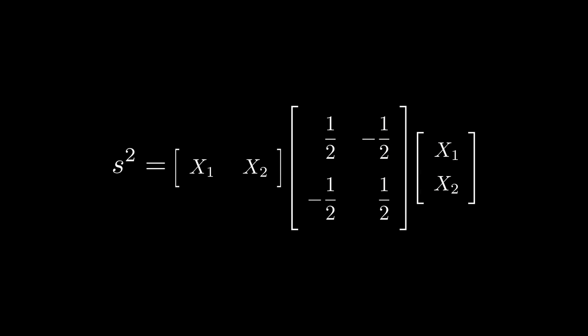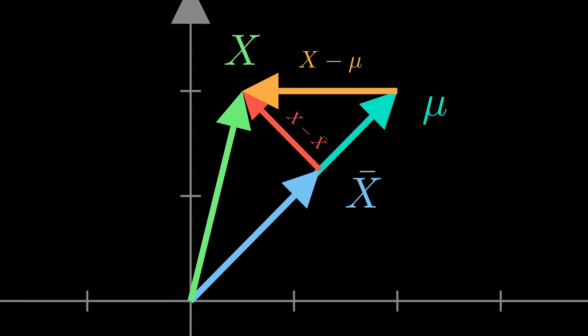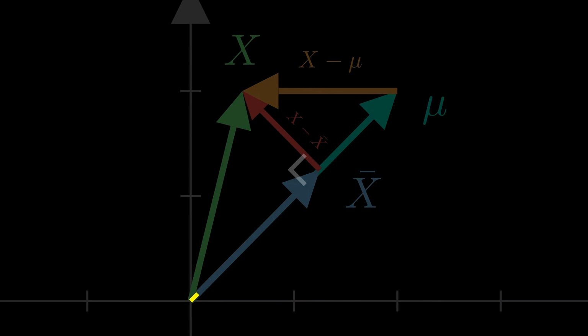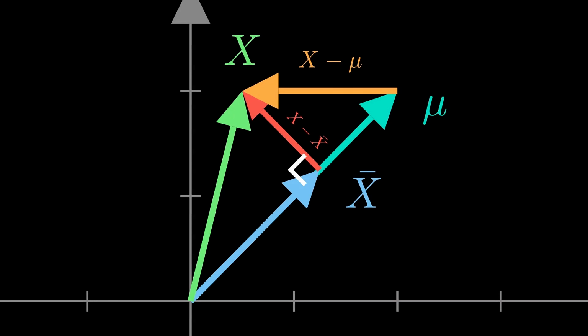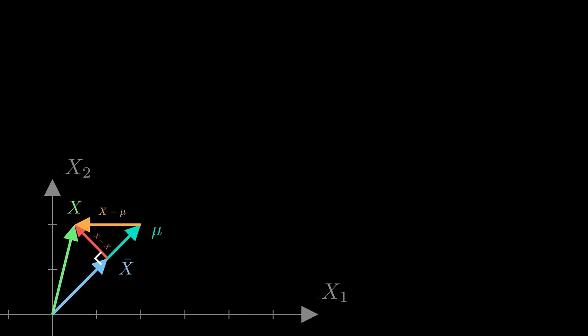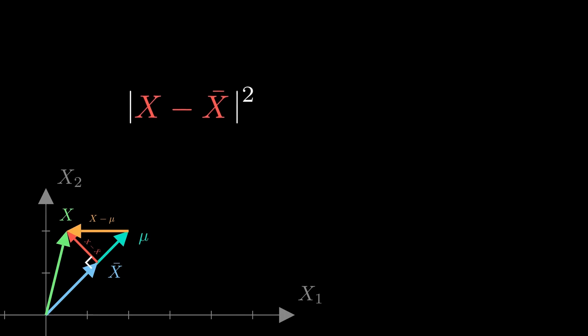Okay, now let's see how to find the quadratic form for the sample variance for the more general case of larger sample sizes. In Chapter 2, we showed that the residual vector will be perpendicular to the mean vectors, giving us a right triangle. And right triangles let us use the Pythagorean theorem. This gives us that the squared length of the residual vector is equal to the squared length of the data vector minus the squared length of the sample mean vector.